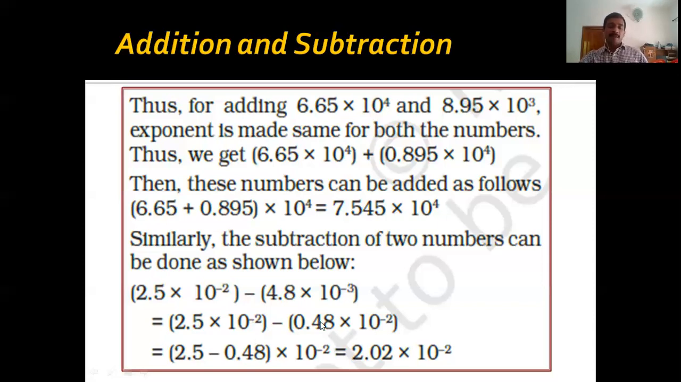Now the powers are same. Take it out of the bracket. Now the addition, subtraction is possible. 2.5 minus 0.48 into 10 raised to minus 2 equal to 2.02 into 10 raised to minus 2.